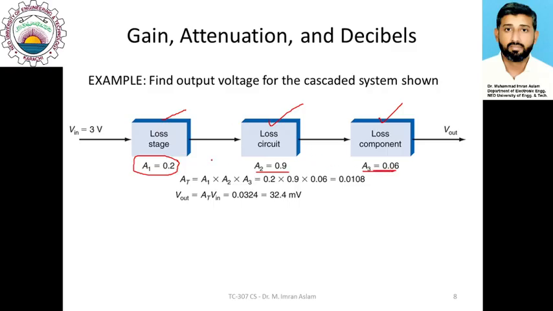So if I ask you to calculate the total attenuation, it would come out to be 0.018 by simply multiplying the individual factor for each stage, and the output voltage will be equal to this overall gain multiplied by the input voltage. So this comes out to be 32.4 millivolt, which is actually smaller than the input voltage because of the attenuation in the system.